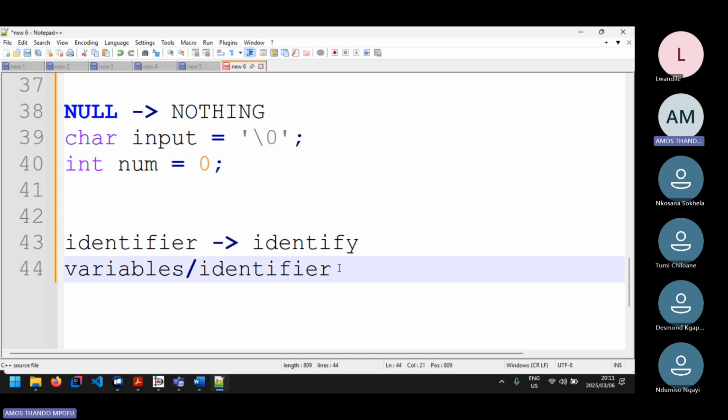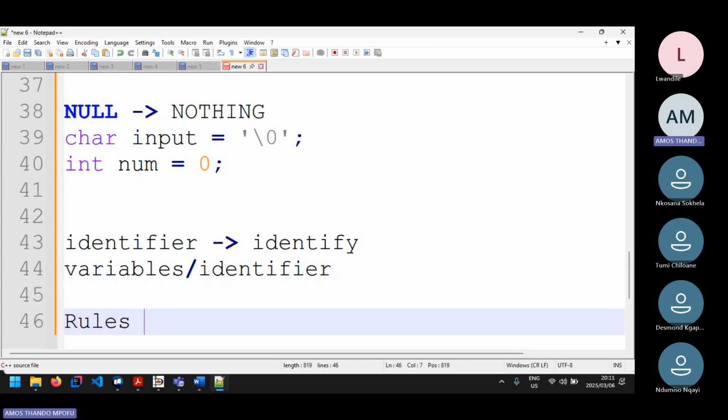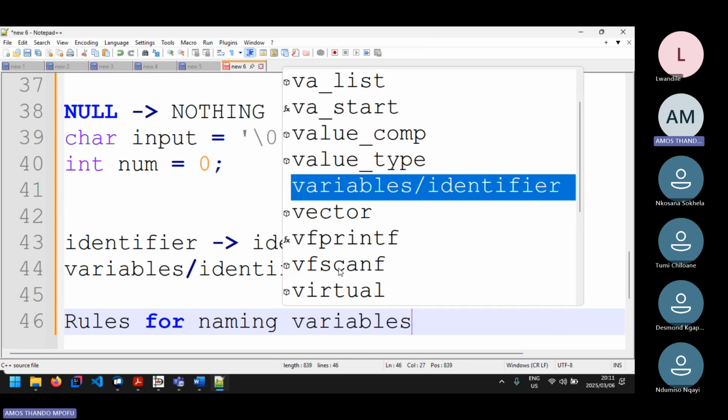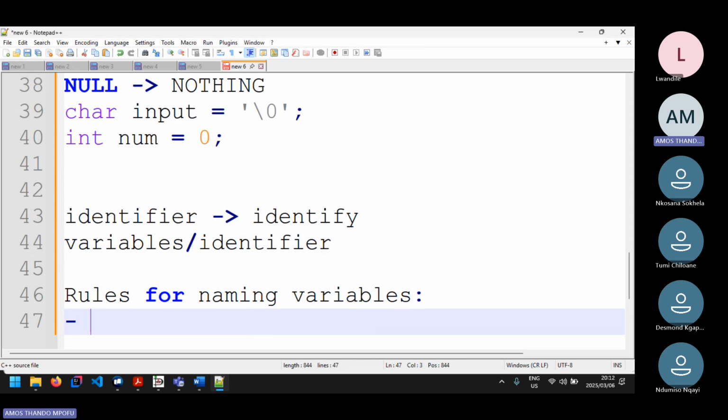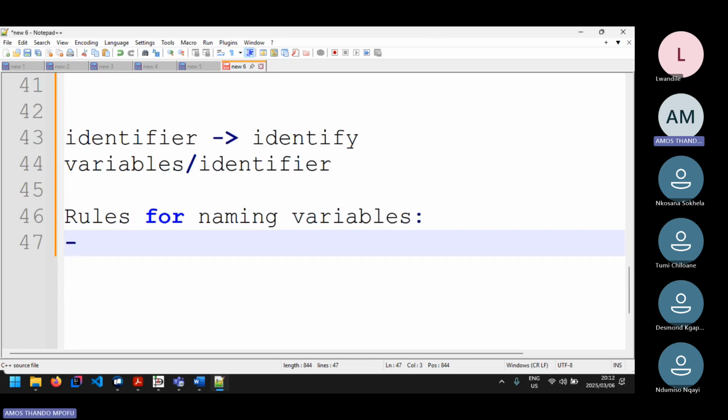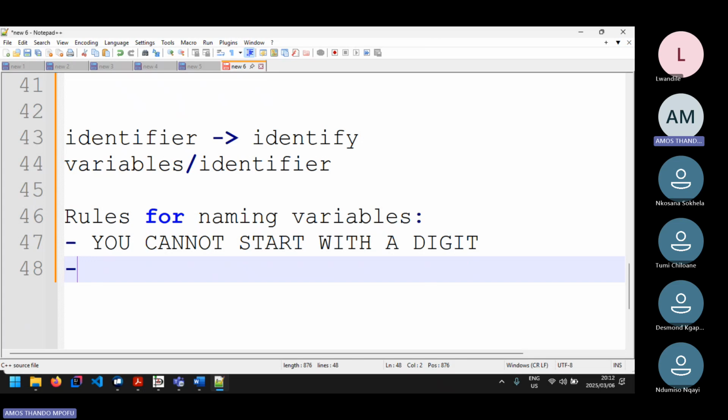So how do you name variables? What are the rules for naming variables? These are the rules that you need to know by heart, even if it means having to cram and sing them every day. Know the rules. You cannot start with a digit. When you're coming up with the name for a variable or an identifier, you don't start with a digit. It's going to crash. A digit is any number from 0 to 9, including 0 and 9. You cannot start with a digit.